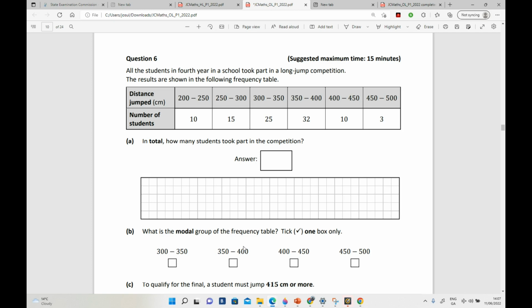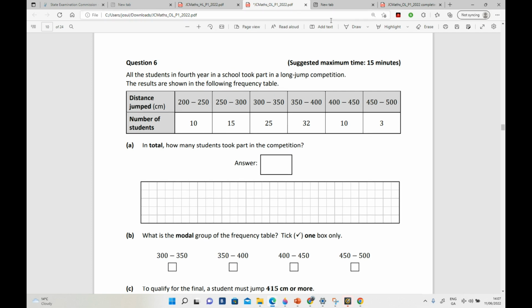First question A, in total, how many students took part in the competition? To do this, you simply add up the numbers. So 10 plus 15 plus 25 plus 32 plus 10 plus 30. So we've got 40, 50, 60, 90, 2 and 3 is 5. So your answer is 95. Okay, so that's the first part.